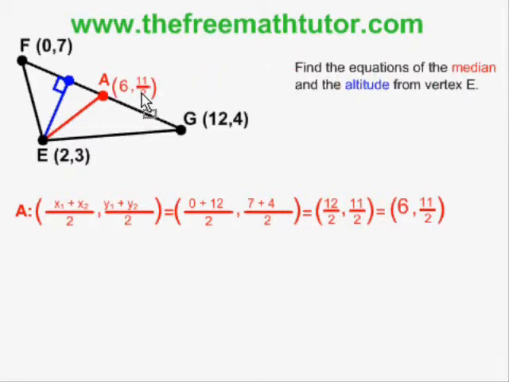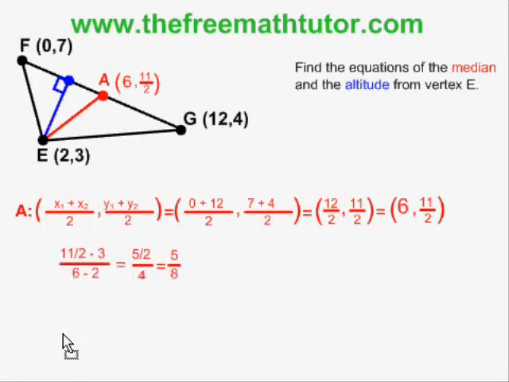I'm going to label my drawing. The midpoint formula is telling me that the x and y coordinates of point A are 6 and 11 halves. Now I have to find the equation of the median. Knowing 2 points that are on the line, I can always derive the slope and then derive the equation. It will look like this.